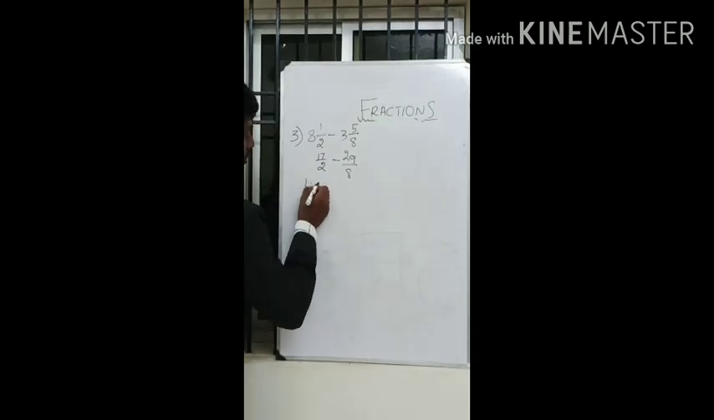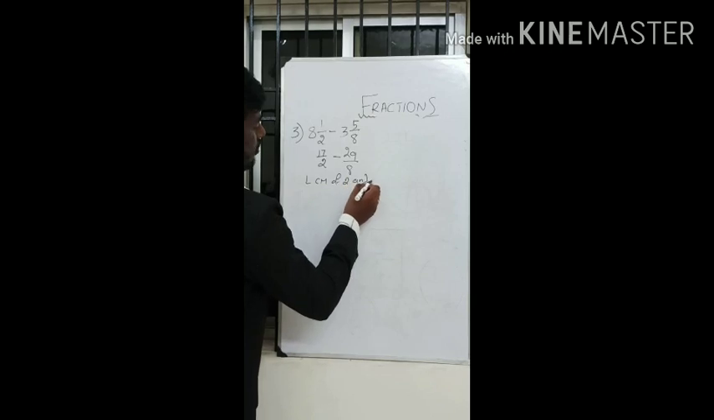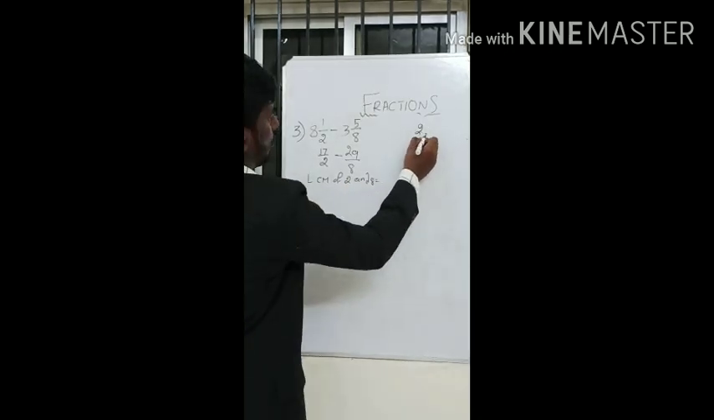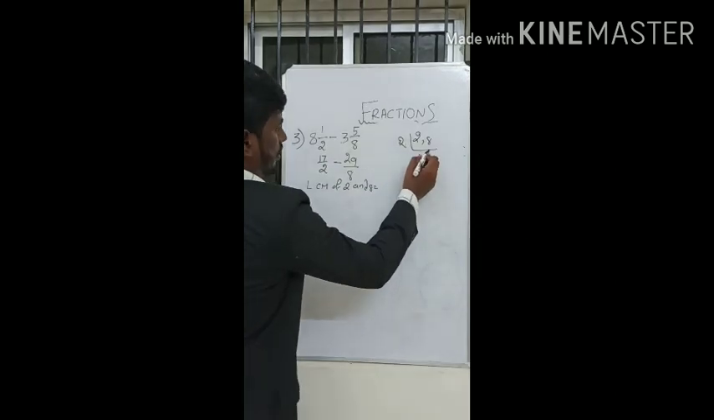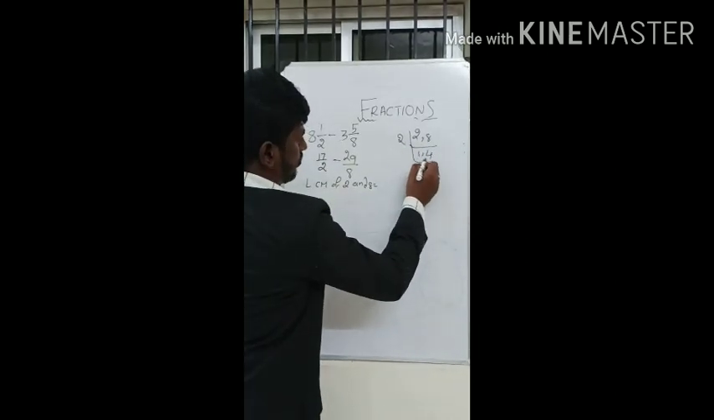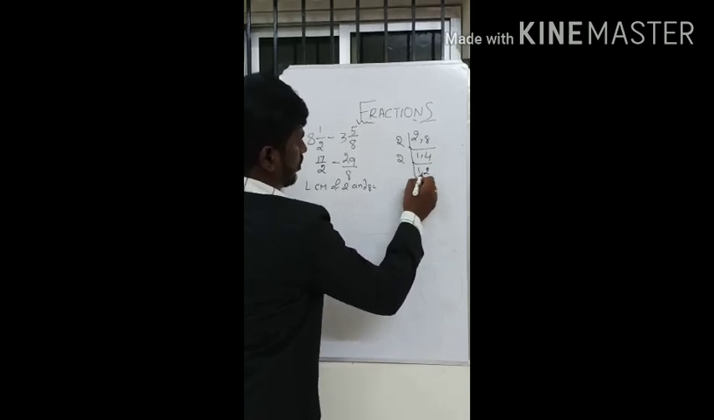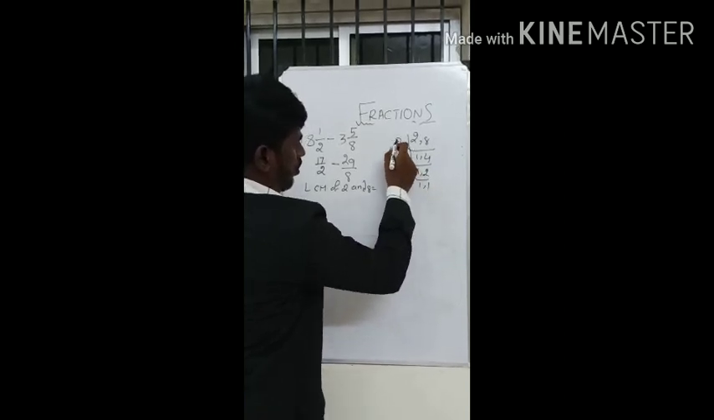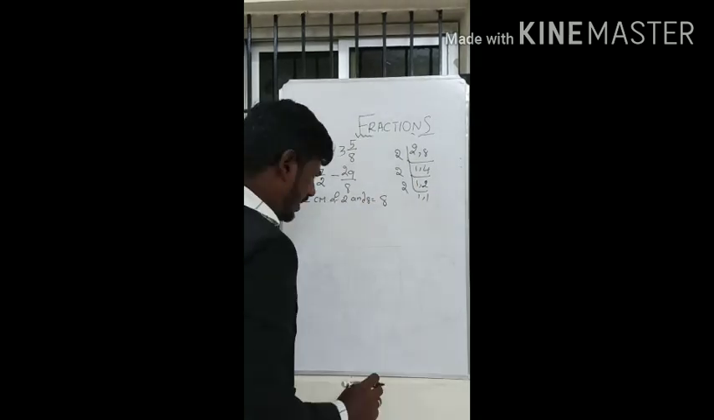Now we have to take LCM. LCM of 2 and 8. 2, 8. In 2 table 1, in 2 table 8 4 times. So 1 will be 1, in 2 table 4 2 times, 1, 1. So 2 2s are 4, 4 2s are 8. So LCM of 2 and 8 will be 8.